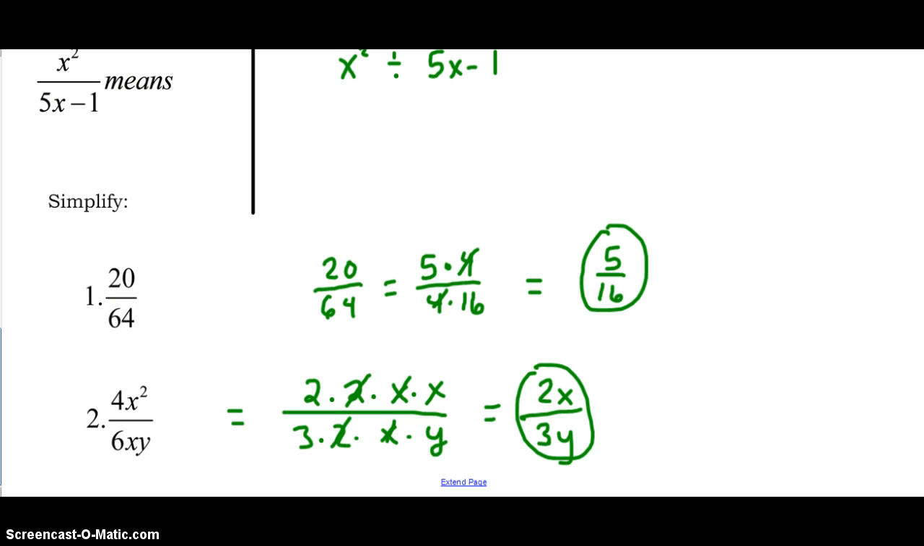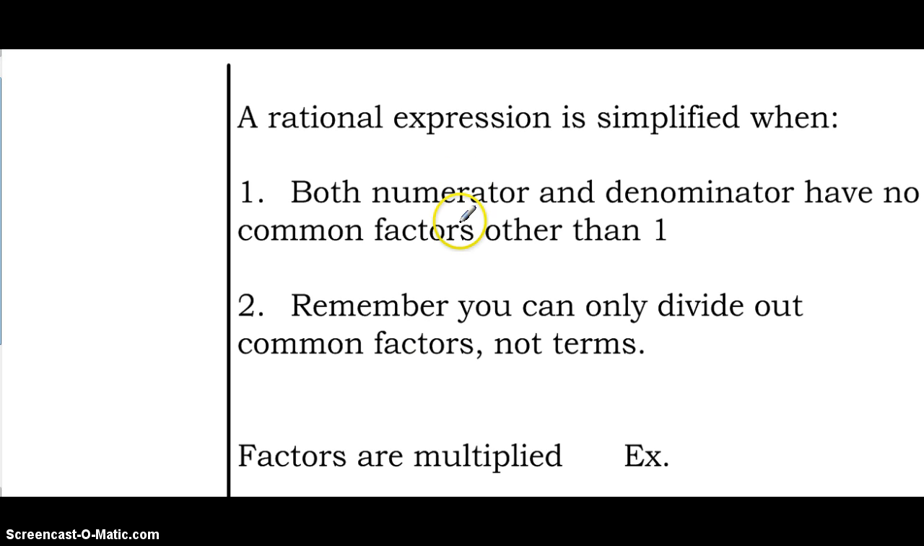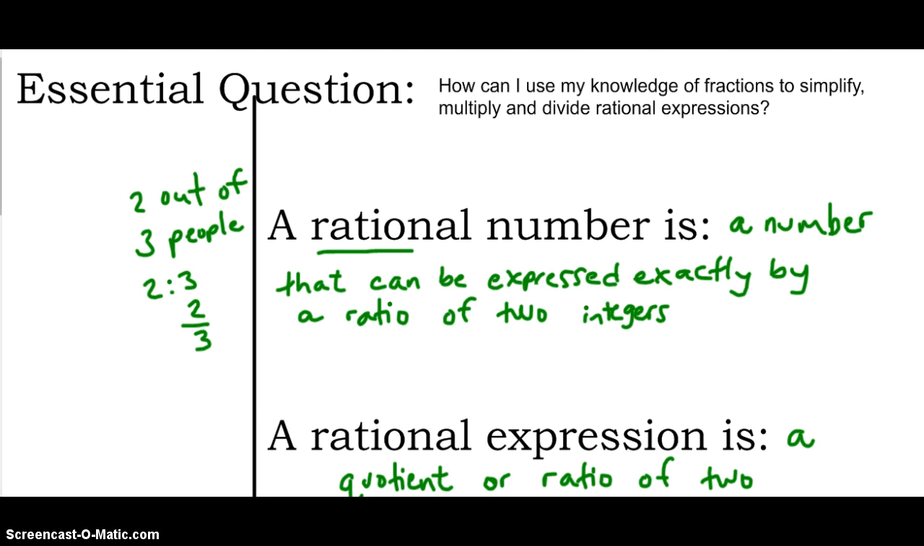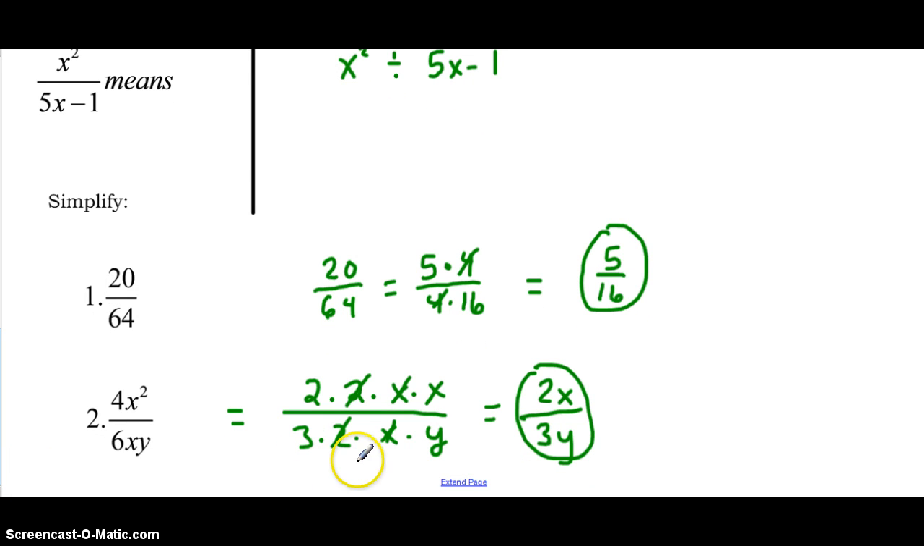Let's take a look at the rules that are listed on your paper. A rational expression is simplified when both the numerator and the denominator have no common factors other than 1. So that's when we know we're done. So if you look at our example that we just finished, this was not simplified. They had a common factor of 2 and a common factor of x. So we had to simplify that. Now the only common factor that the numerator and the denominator have is 1.